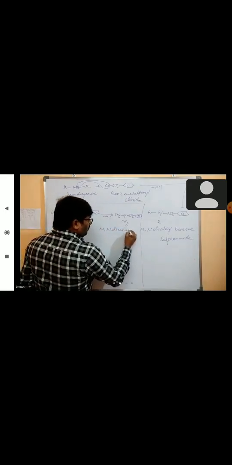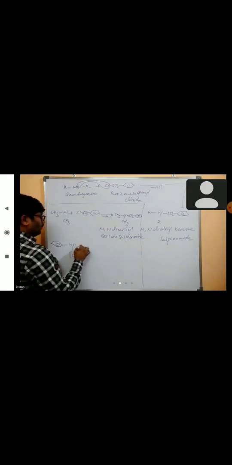If I take R equal to a methyl group, or R equal to phenyl. First take methyl: CH3NHCH3 plus ClSO2C6H5, minus HCl, it gives CH3NCH3 SO2 benzene. So this is N,N-dimethyl benzene sulfonamide.